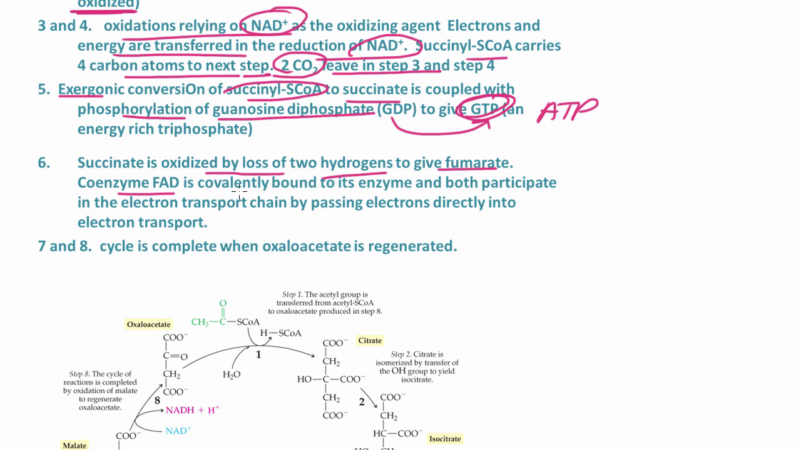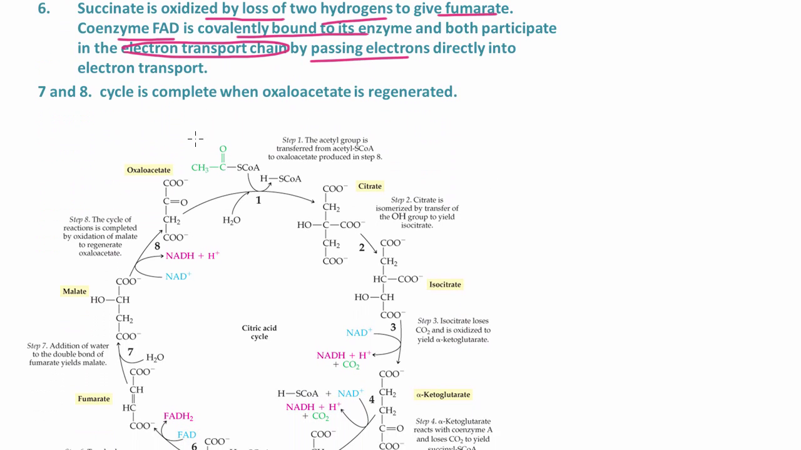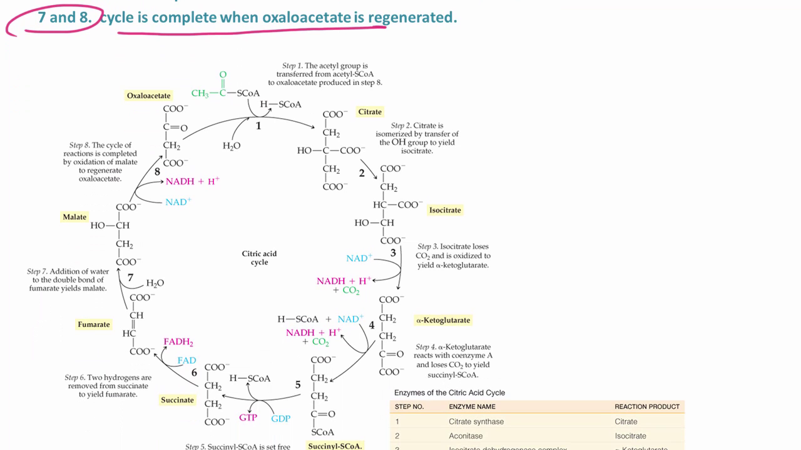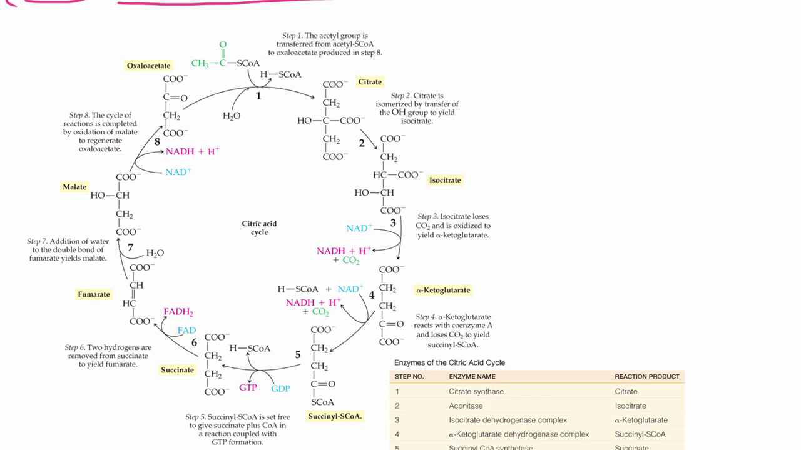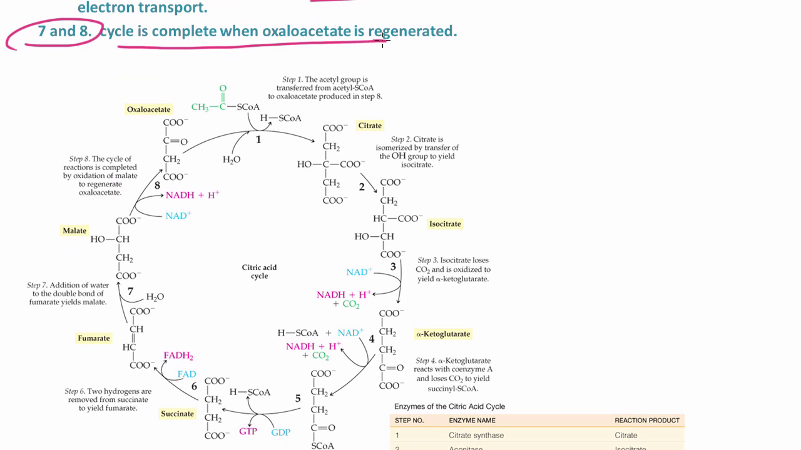Coenzyme FAD is covalently bound to its enzyme, and both participate in the electron transport chain, which we'll talk about later, by passing electrons directly into electron transport. Steps 7 and 8, the cycle is complete when oxaloacetate is regenerated. So let's go ahead and take a look then at these steps.